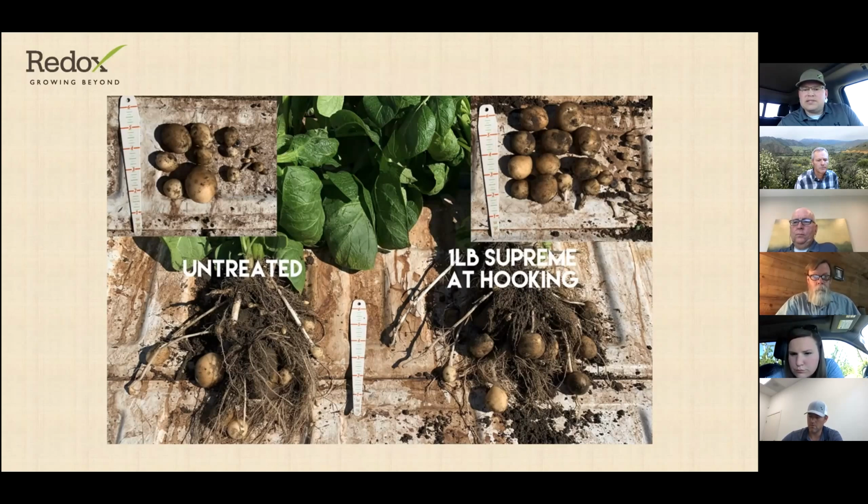Right at hooking, when it's setting that first set of tubers, we helped the plant metabolize that nitrogen, put it to work, and create more tubers. And then we maintained a good nutrition program throughout the season, because potatoes will abort tubers if you set more than your nutrition allows. So we created more, but then with other redox products such as DiCap, we supplied the nutrition to carry those tubers all the way through harvest.